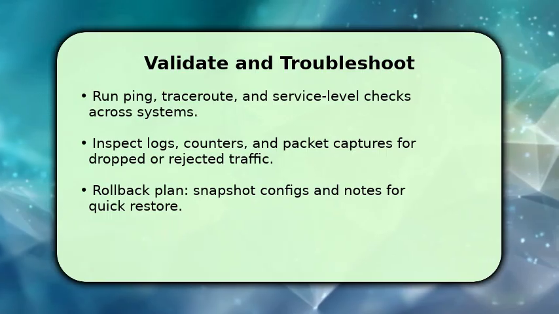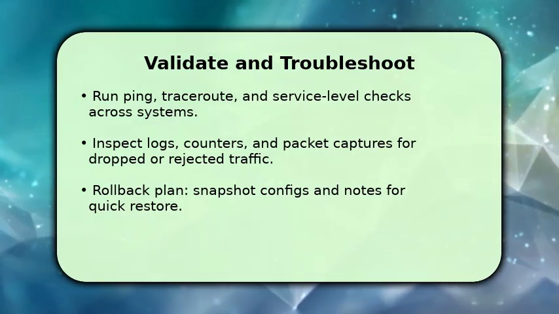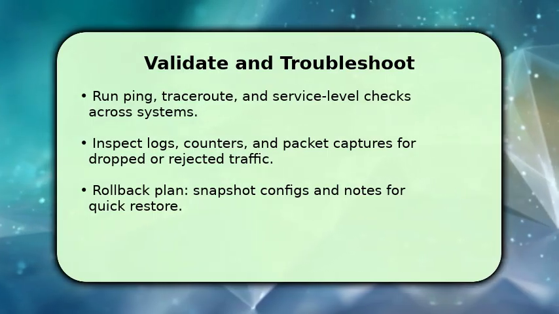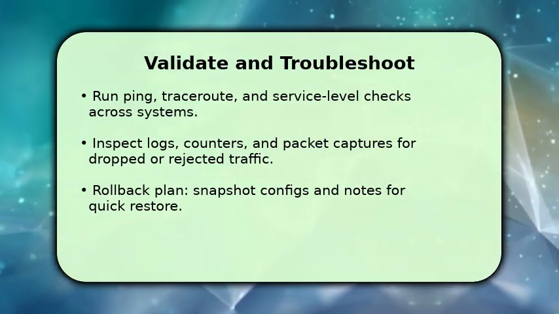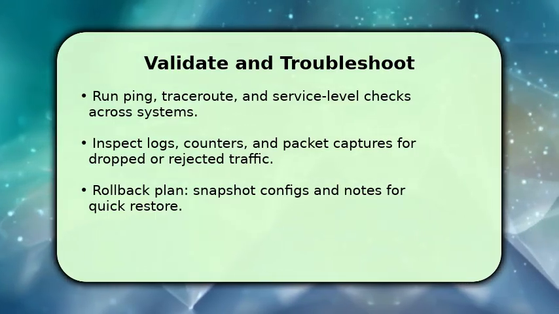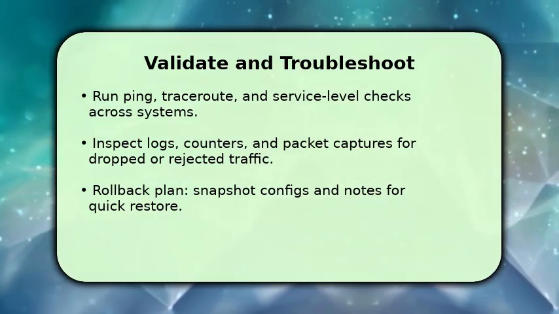If things fail, check firewall logs, routing tables, and interface counters to find mismatches or ACL rejections. Capture packets at both ends to pinpoint where traffic stops. If needed, roll back to the saved configuration snapshot and reapply changes incrementally.